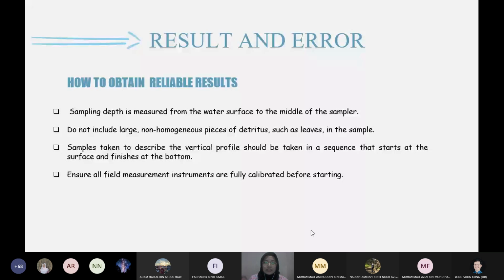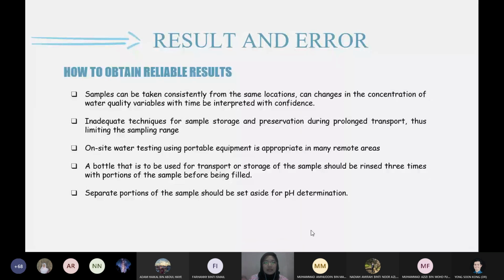Moreover, avoid touching or disturbing the bottom of a water body when taking a sample. Next, ensure the sampling equipment is clean and maintained. And lastly, ensure all field measurement instruments are fully calibrated before starting. Next slide.